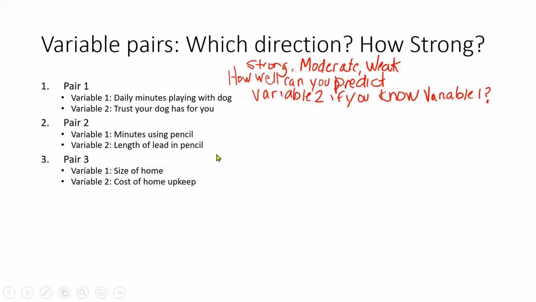Let's continue. Size of home and cost of home upkeep. And this time I want you to answer both questions at once. The direction of the relationship. Are both of these variables going in the same direction, which is positive, or are they going in the opposite direction? And how well do you think you could predict? Strong, moderate, weak, not at all? And type both in. So this time type in direction and strength.